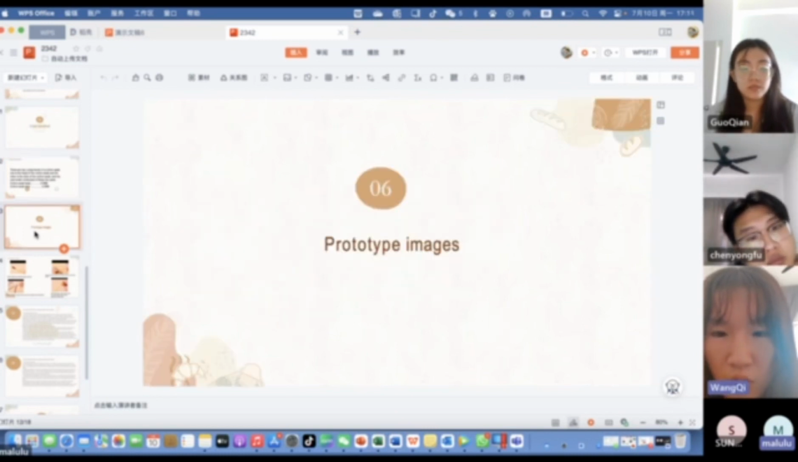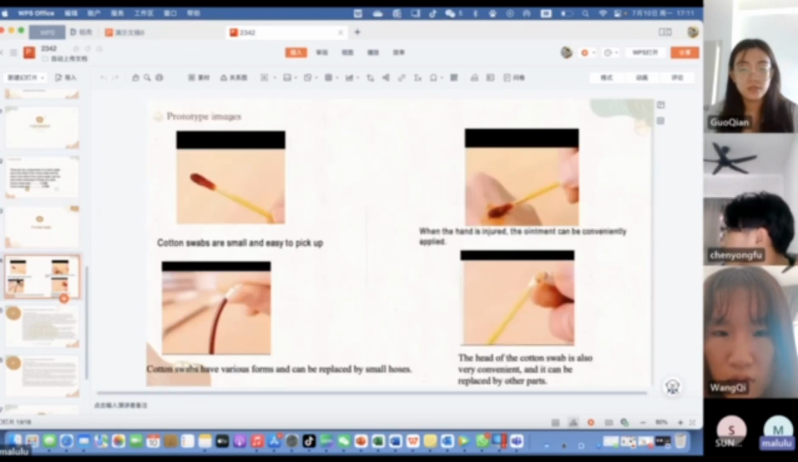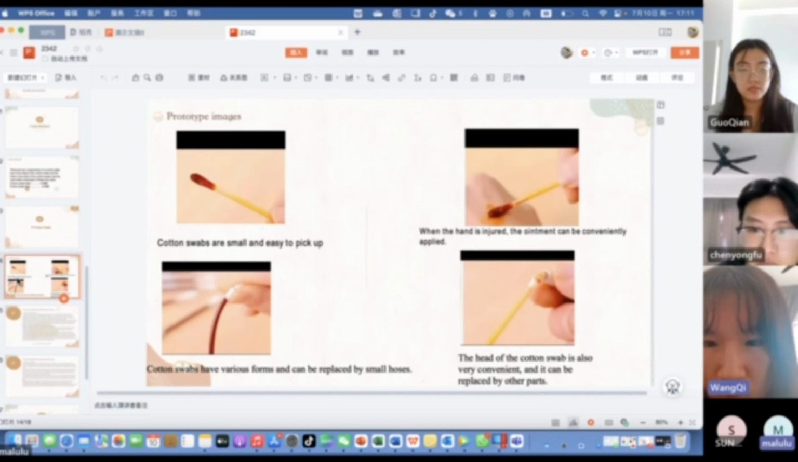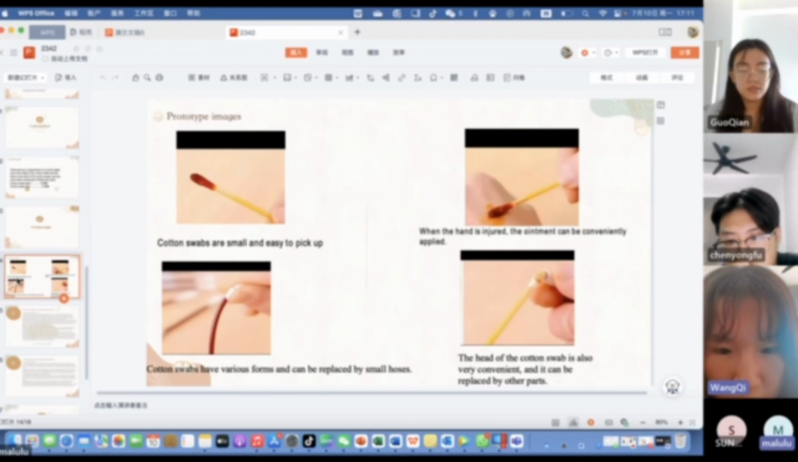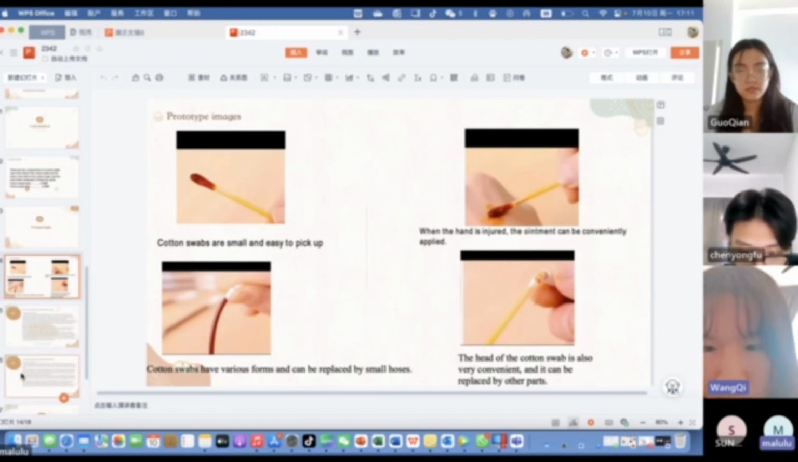The sixth part is prototype images. It's divided into 4 pictures. The first picture shows cotton swabs are small and easy to pick up. The second picture shows when the head is injured, it can be conveniently applied. The third picture shows cotton swabs have various forms and can be replaced by small hoses. The last picture shows the head of the cotton swab is also very convenient and it can be replaced by other parts. Okay, that's my part.